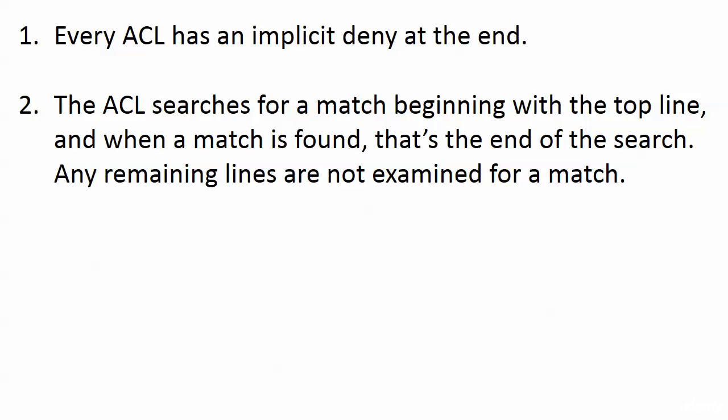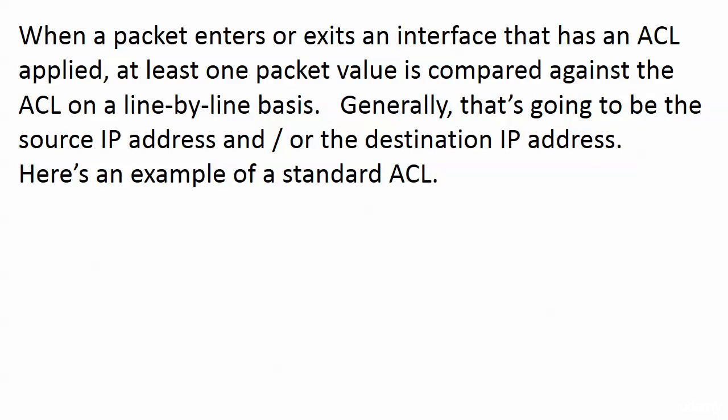Another rule is that the ACL searches for a match beginning with that top line, and when a match is found, that's the end of the search. Now, with the IP routing table, we've talked about how we're looking for the best match and when the administrative distance comes into play, that kind of thing. But with an ACL, we're not looking for the best match, we're looking for a match. And when a match is found, if you have a 20-line ACL, if a match is found on the first line or the 19th line, that's it. So we've got to be very careful about the order of our lines. More about that coming as well.